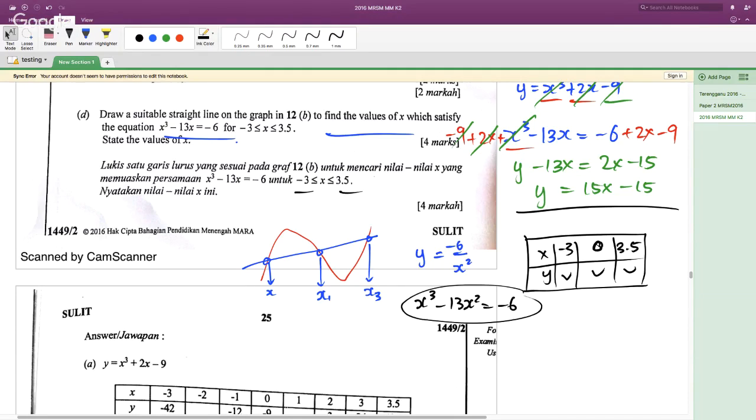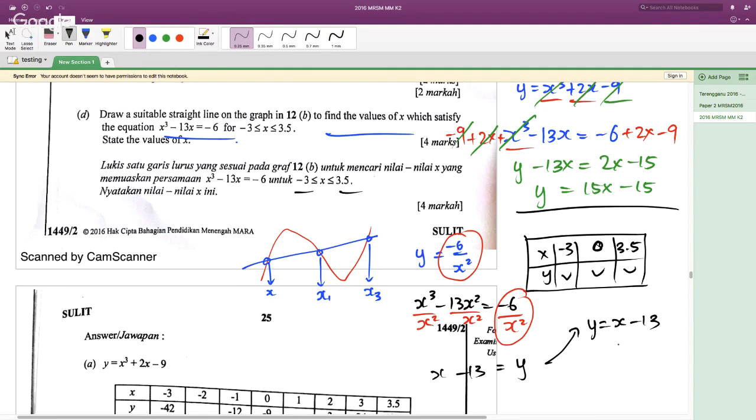Then this one you have to use the substitution method. That means in order to get your y, you will need to have negative 6 over x squared. But over here you only have negative 6. So what you can do is divide x squared for every single term. If you divide by x squared, you get negative 6 over x squared. What is this? This one is y, isn't it? So this one you just divide, you will get x minus 13. So your equation is just y equals x minus 13, and then you form the table and draw your straight line by yourself.